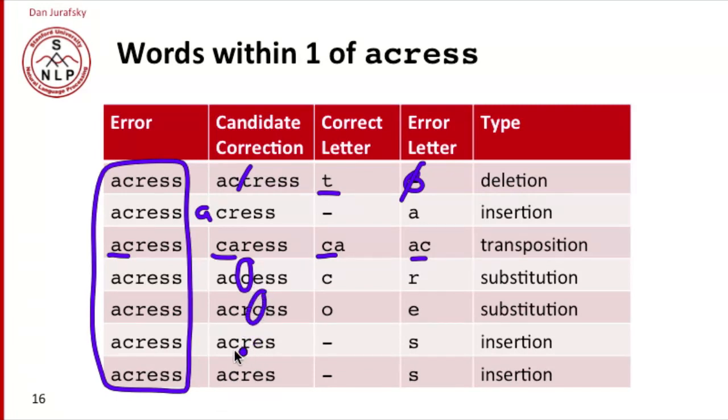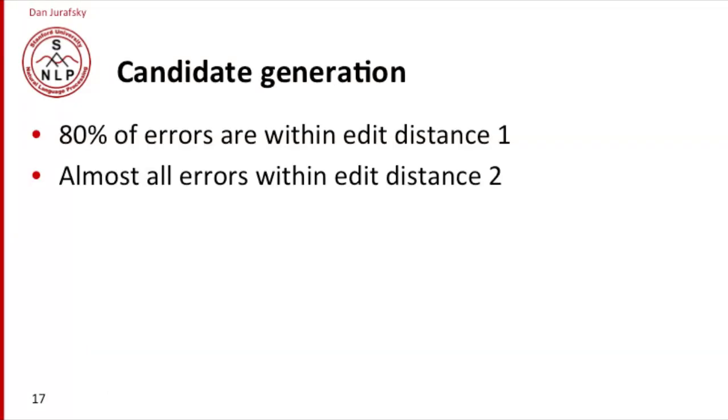Or an S could have been inserted to turn acres into acress, but the S could have been inserted either here or here. So there are two different ways where this source word could have turned into this error form. So we'll put two rows down for both of these possible insertion positions. I've just shown you candidates that are within edit distance of 1. It turns out that 80% of spelling errors are within edit distance of 1, and almost all errors are within edit distance of 2. So most algorithms either consider just edit distance 1 or edit distance 2 possible candidates.